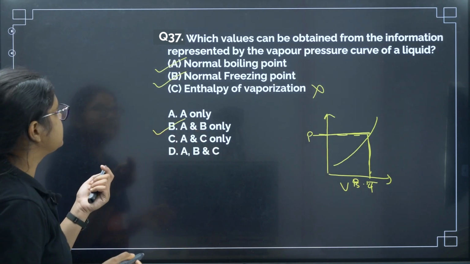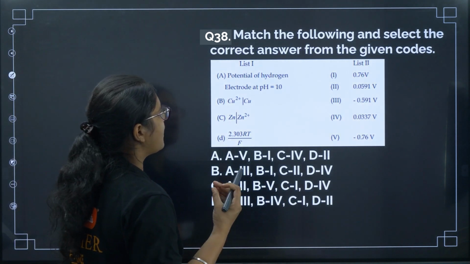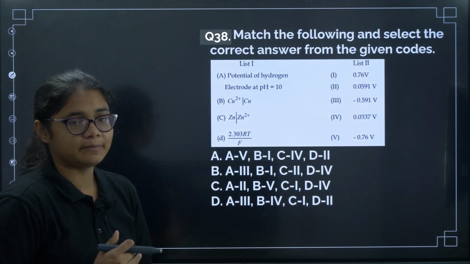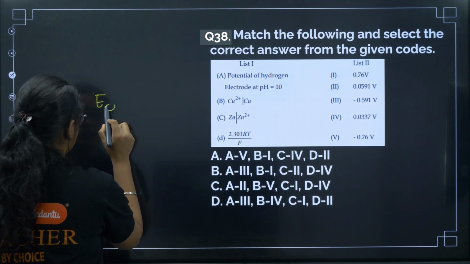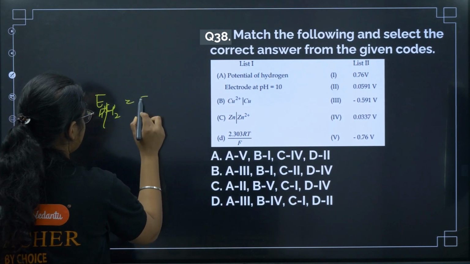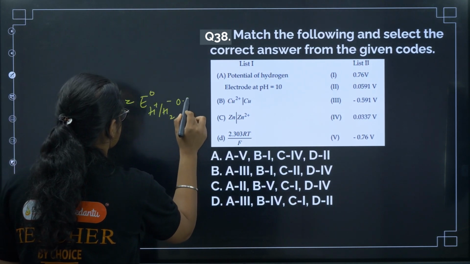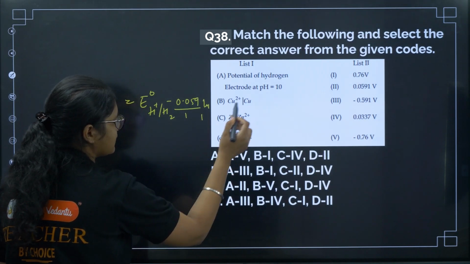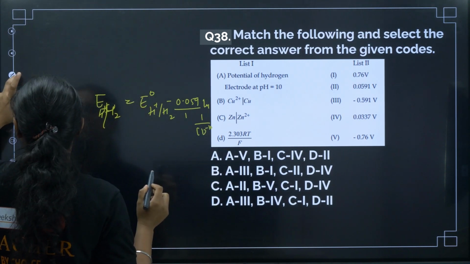Okay, next, question number 8, match the following and select the answers from the given codes. Okay, so potential of hydrogen electrode at pH is equal to 10. So let us first calculate this one. E of the potential of hydrogen will be equal to E naught of H plus H2 minus 0.059 by N log of 1 by H plus. So pH 10 means H plus is 10 to the power of minus 10. Okay, so let me write it clearly here.